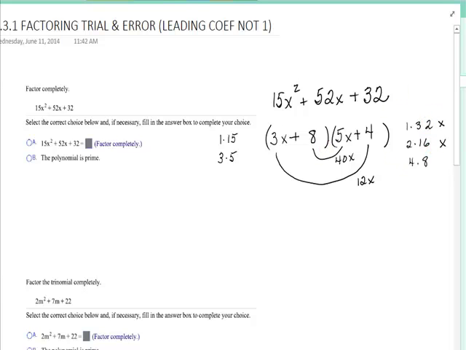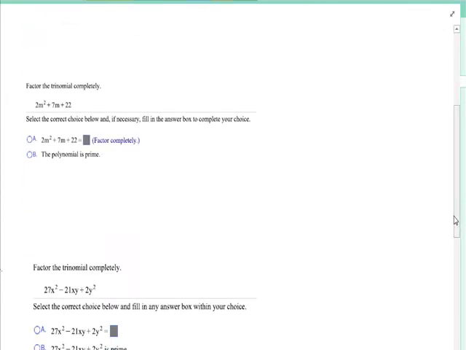I'm done with this one, but if 4 and 8, 8 and 4 had not worked, I would then go back in and erase the 3 and 5, put 1 and 15, and start back up at the top. So you will begin, if you work with it a while, you'll begin to develop instincts. You'll begin to see outer and inner products and add them together perhaps in your head, but I'm showing you the full process. Let's look at the second one.